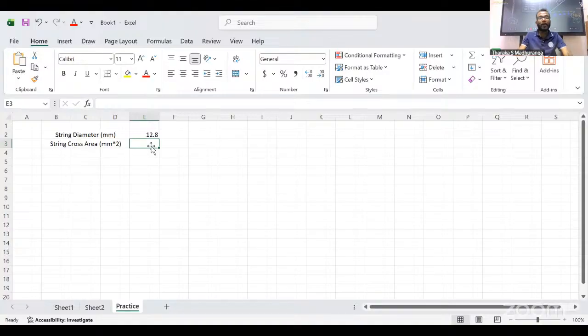Now I want to add the string cross section area. Can anyone send me the function to get the string cross section area? The string has a circular cross section, so the area is pi r squared. The diameter I measured using the micrometer screw gauge was 12.8 millimeter. Now you don't need to manually calculate the area.